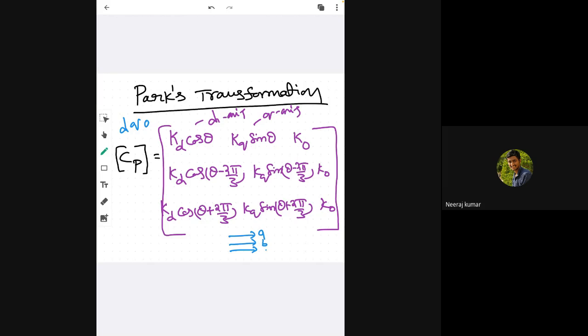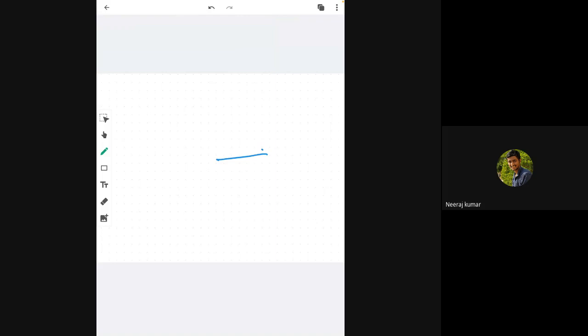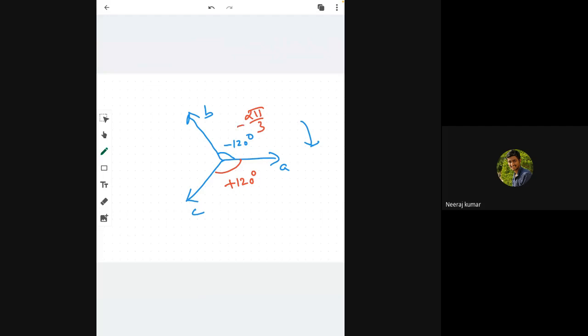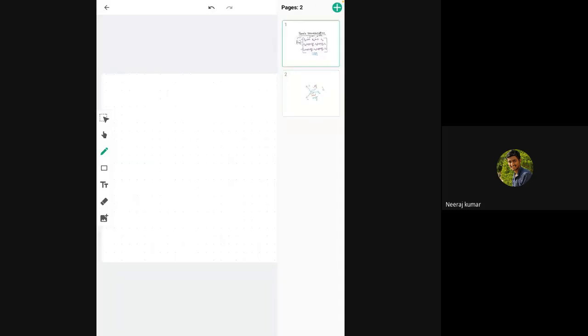So this is the d-axis term. This is phase A, phase B and phase C. For phase B, you know, cos(theta minus 2π/3). This is phase A. Phase B and phase C rotate in this direction: minus 120 degrees between phase A and B, plus 120 degrees between phase A and C. This is minus 2π/3, and plus 2π/3. So let us go to the previous one.